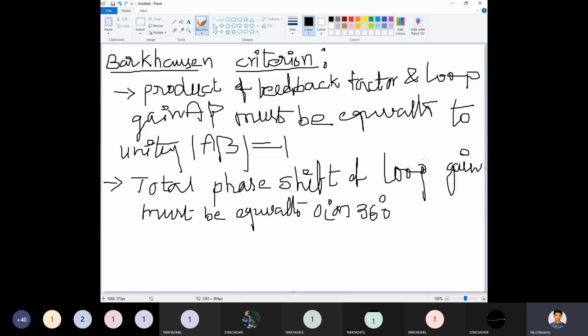The first condition, the product, is important. The product of feedback factor and loop gain A beta must be equal to unity, mod A beta equals 1. And the second one is the total phase shift of loop gain A beta must be equal to 0 degrees or 360 degrees. These are the Barkhausen criterion conditions.